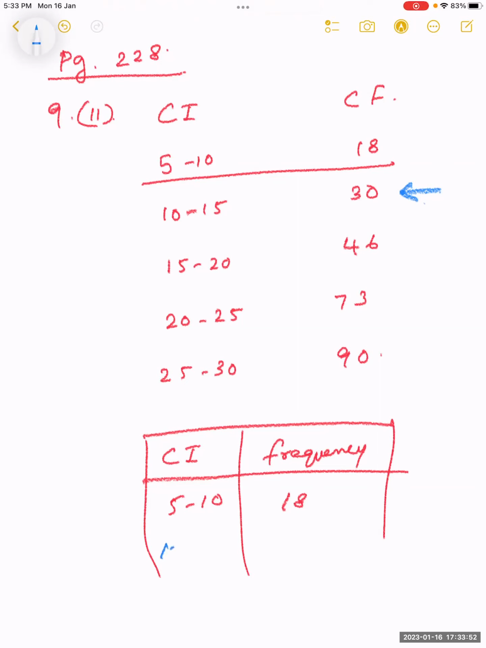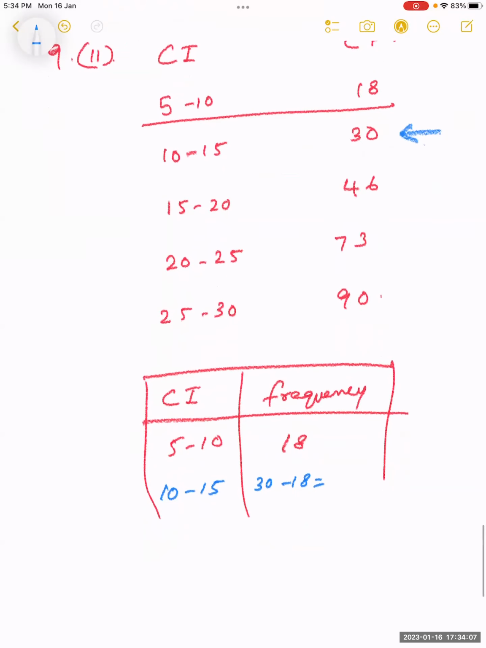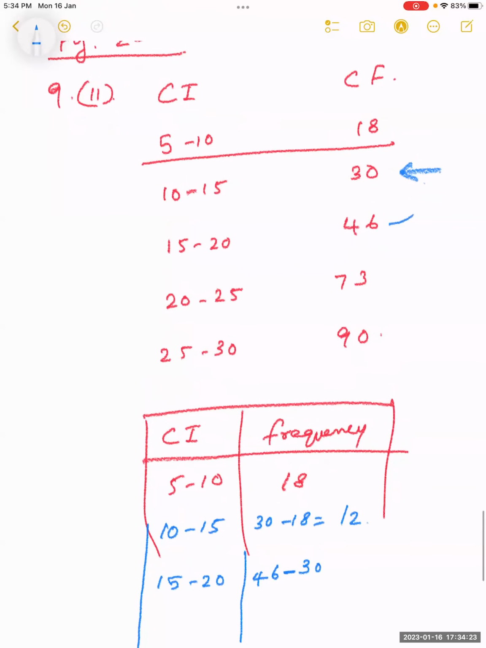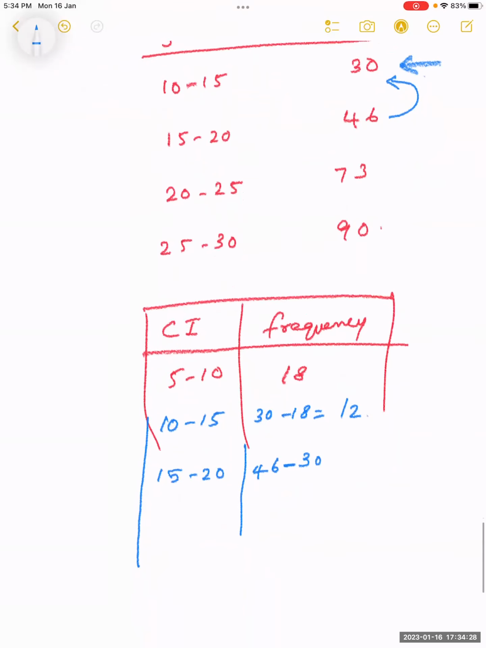So in between 10 to 15, how many observations are there? It is going to be 30 minus 18. What is 30 minus 18? You calculate and tell me. 12. Yes. Next is 15 to 20. In 15 to 20, what is given is 46. So 46 minus 30. You are just doing this minus this. When you do 46 minus 30, what is the observation? That is 16.